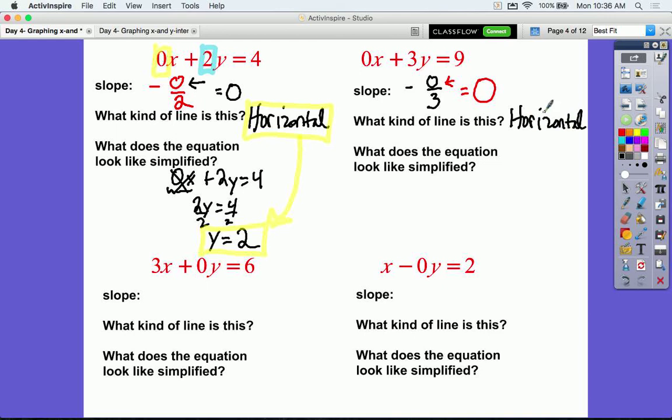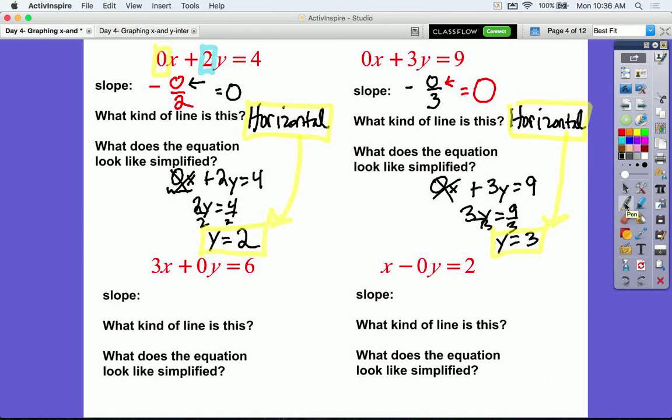And now we're going to simplify this equation. It's going to look very similar to the last. 0 times x, 0x, plus 3y equals 9. I know 0x cancels out. I'm left with 3y equals 9, which means that y equals 3. Again, a horizontal line. Notice, no x. The x is gone. We're left with y equals some number. And we'll get to what we do with that number on a graph shortly.